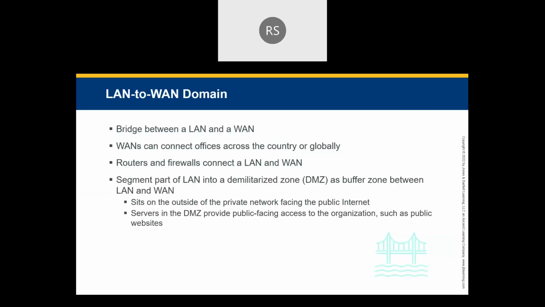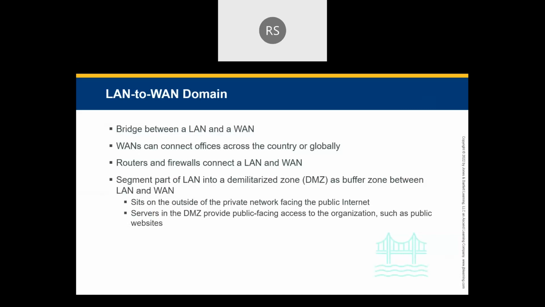Routers are responsible for directing network traffic between the LAN and WAN and ensuring efficient data transfer across the different networks. Now, firewalls, on the other hand, provide network security by filtering and monitoring the traffic between the LAN and the WAN.